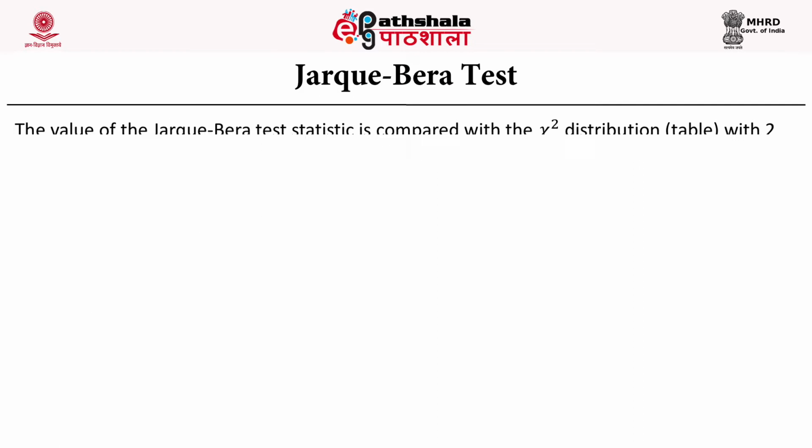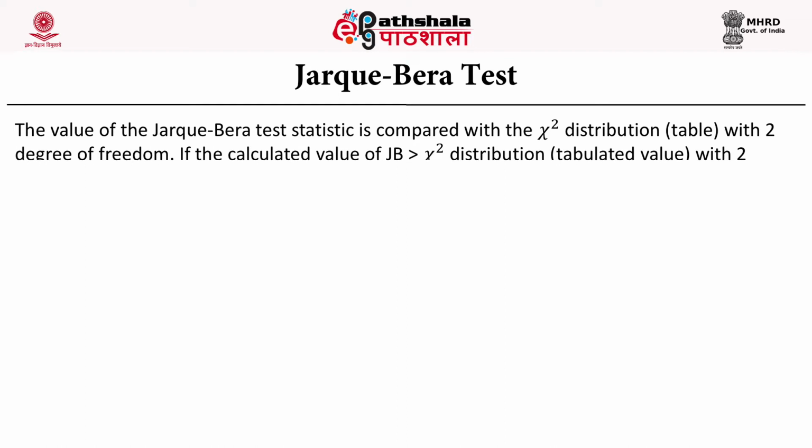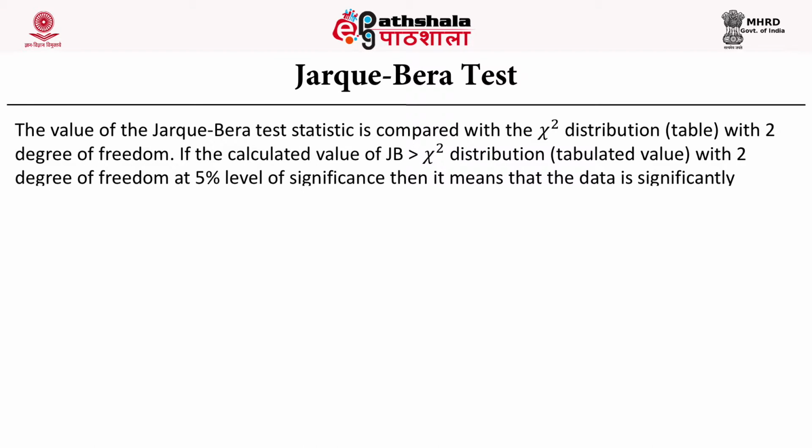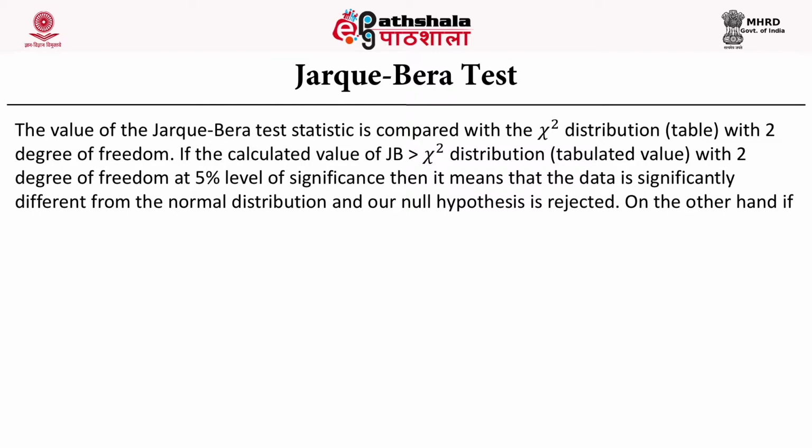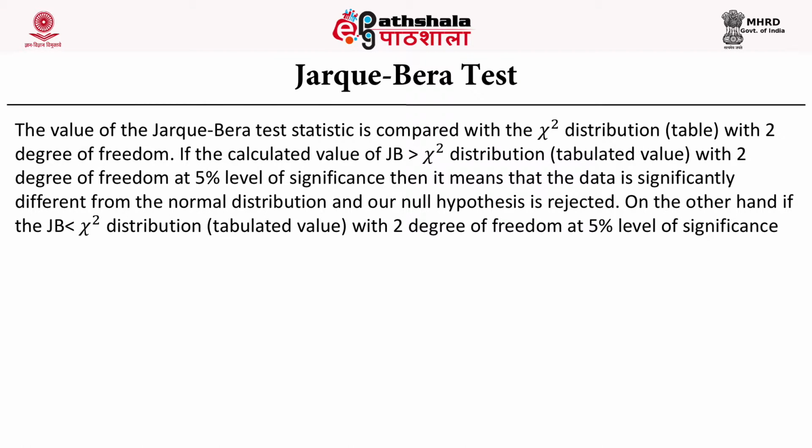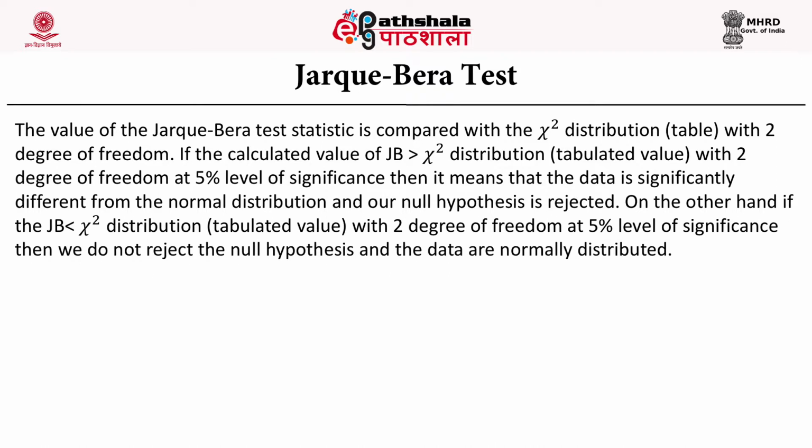The value of the JB test statistic is compared with the chi-square distribution table with 2 degrees of freedom. If the calculated value of JB is greater than the chi-square value with 2 degrees of freedom at 5% level of significance, then the data is significantly different from the normal distribution and our null hypothesis is rejected. On the other hand, if JB is less than the tabulated chi-square value with 2 degrees of freedom at 5% level of significance, then we do not reject the null hypothesis and the data are normally distributed.